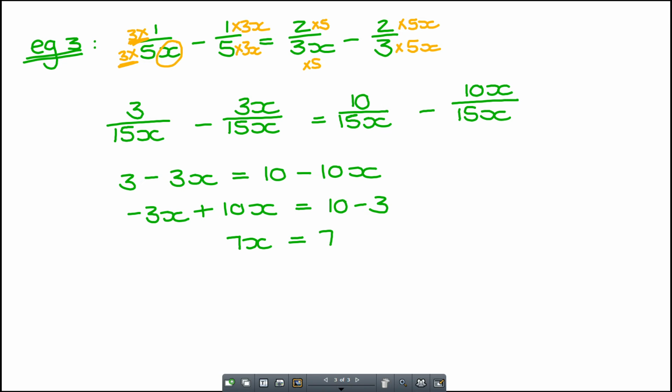Next step is get rid of the coefficients. So I want to get rid of that 7. Okay? So this is 7 times x. So if I take it over, it becomes divided by 7. So x will then be 1. You guys good? Yeah.